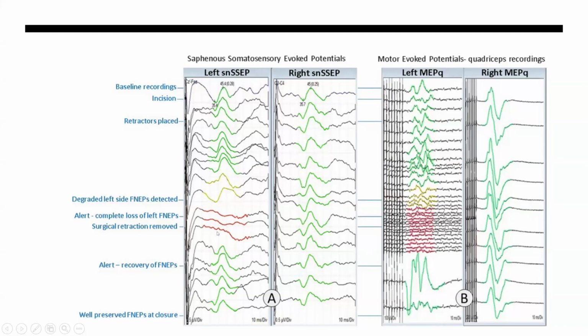You can see a complete flat line here, the sensory response, and a complete flat line of the motor response. So the nerve became essentially ischemic due to either a stretch or compression. And because of that, we intervened. And as soon as we took the retraction off, the responses popped back. And this patient woke up completely intact.